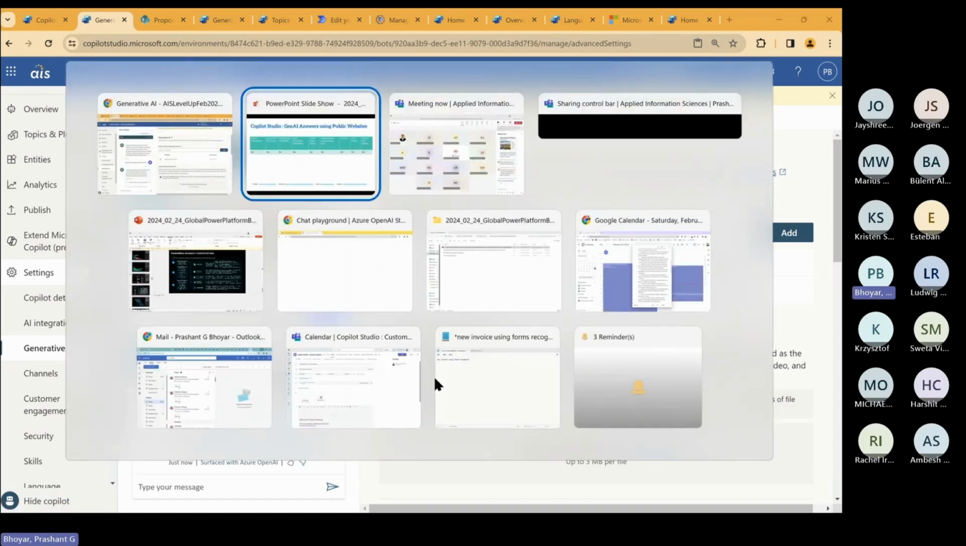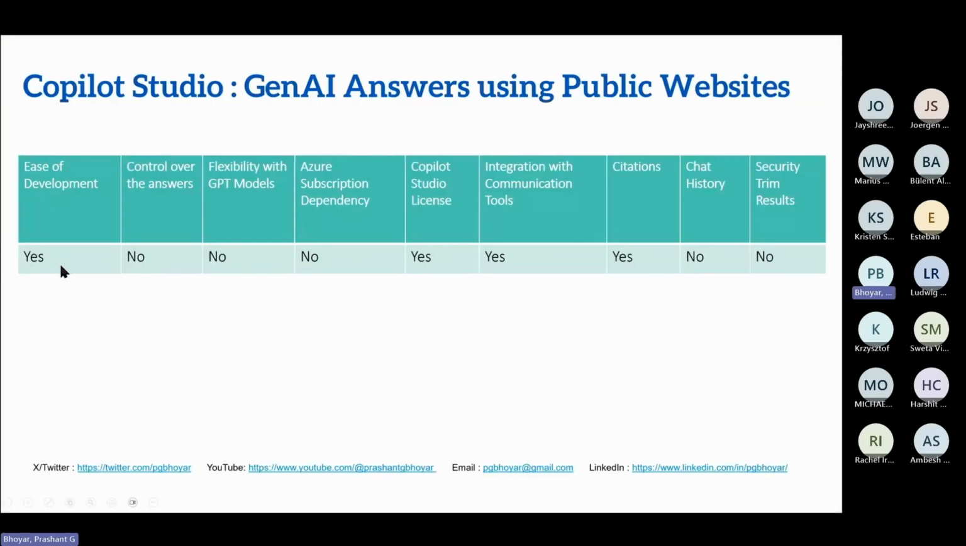So when you go with this particular option, ease of development is very easy. You don't have any control over the answer because you're relying on the Bing search. You also don't have flexibility on which GPT model to use. You don't have any dependence on an Azure subscription. You need a Copilot Studio license, and since you are using Copilot Studio, you can do integration with others. You can have that Copilot available on Microsoft Teams, Outlook, Facebook. Citations are also there. There is no support for out-of-the-box chat history, and the results are not going to be security trimmed.